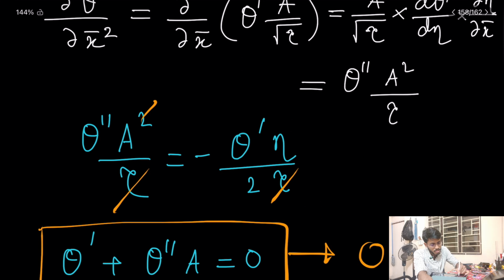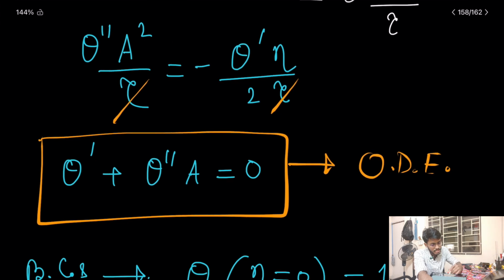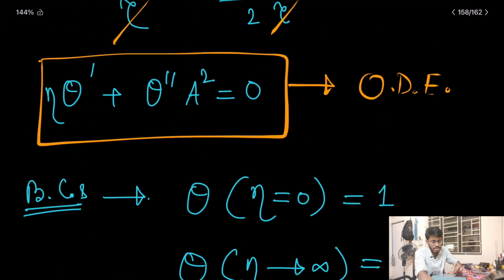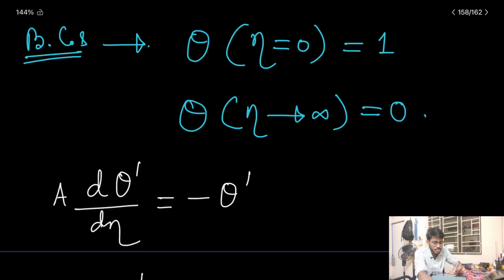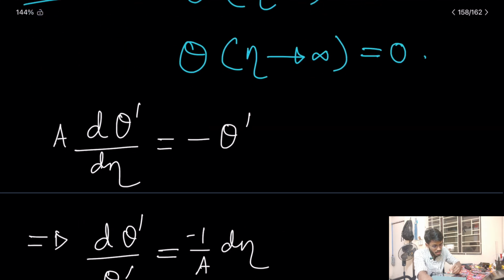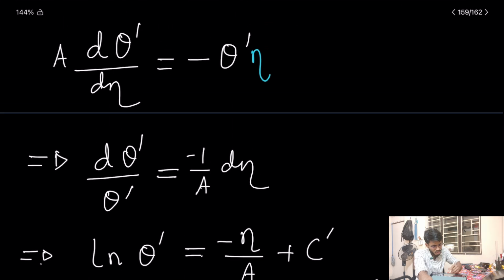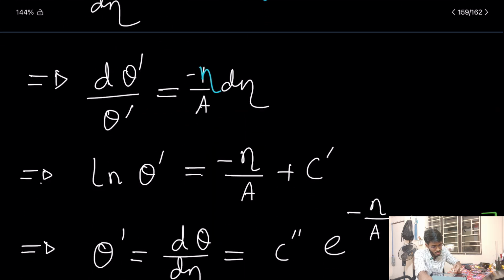So I will not have the equation like this. The equation will be theta dash into eta plus theta double dash into a square equal to 0. Still it is an ODE, because it is only in terms of theta, the dependent variable, and eta, the independent variable, and the boundary conditions are okay. So now there will be an eta here, and there will be one eta here.